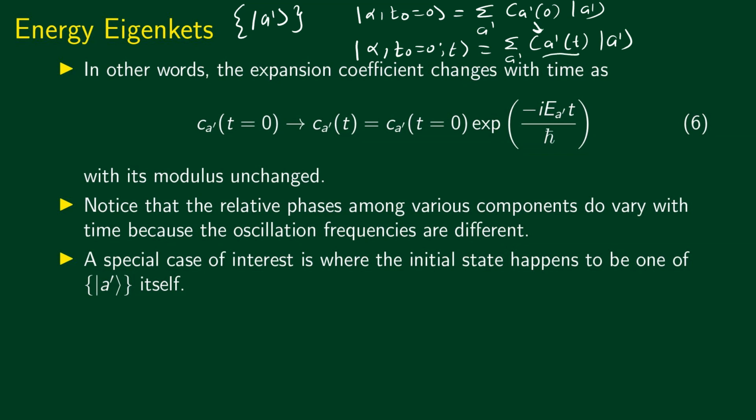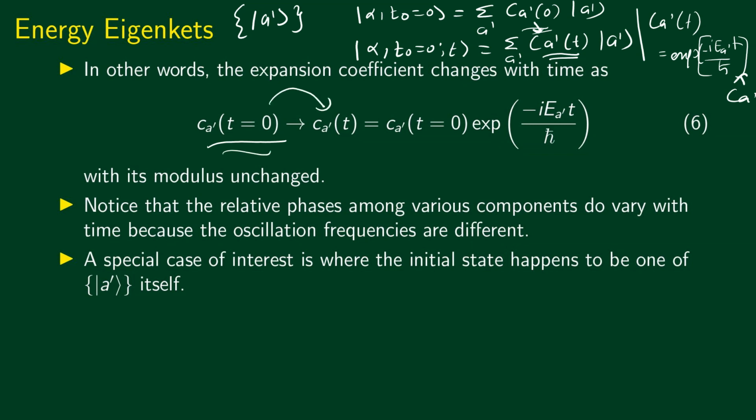What's the relation between Ca prime of t and Ca prime of 0? We saw that Ca prime of t is equal to exponential minus Ia prime t divided by h bar multiplied by Ca prime of 0. All right, so the individual expansion coefficients simply get multiplied by a phase factor. Right, so that's what we say here. Ca prime at t equal to 0 goes to Ca prime of t, and Ca prime of t is equal to Ca prime of 0 multiplied by this phase factor. It just picks up a phase factor. Individual expansion coefficients just pick up a phase factor.